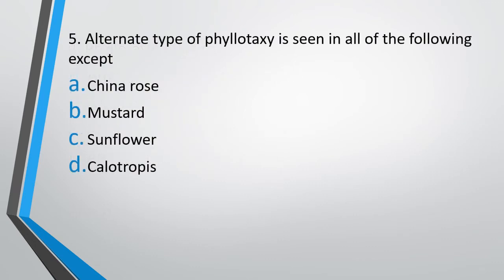Question 5. Alternate type of phyllotaxy is seen in all of the following except. Four options are given. Out of these, three show alternate type of phyllotaxy and one doesn't. You have to identify which one is not showing alternate type of phyllotaxy. Option A, China rose. Option B, mustard. Option C, sunflower. Option D, calotropis. The correct answer is option D, calotropis.